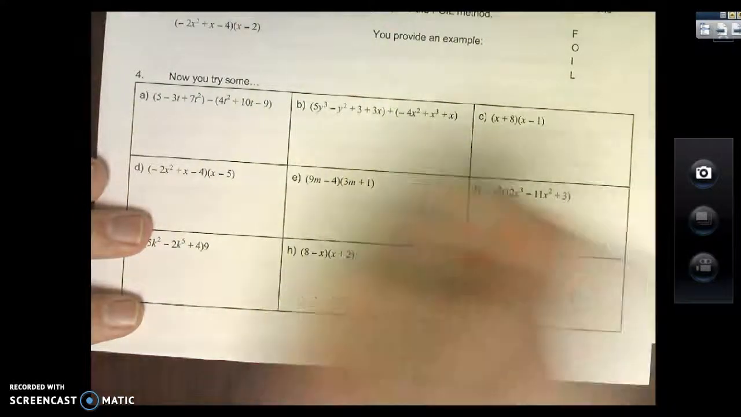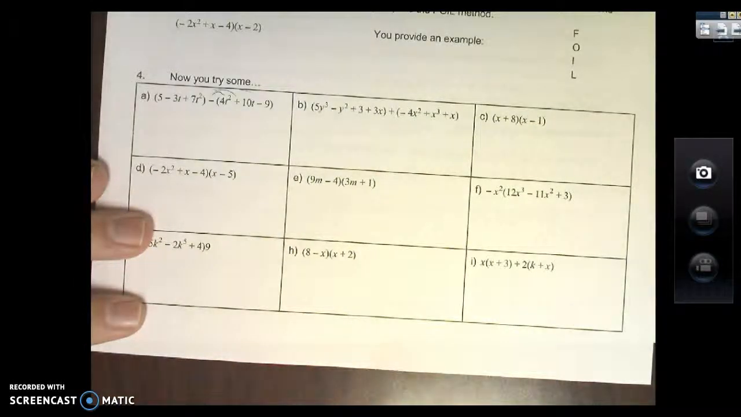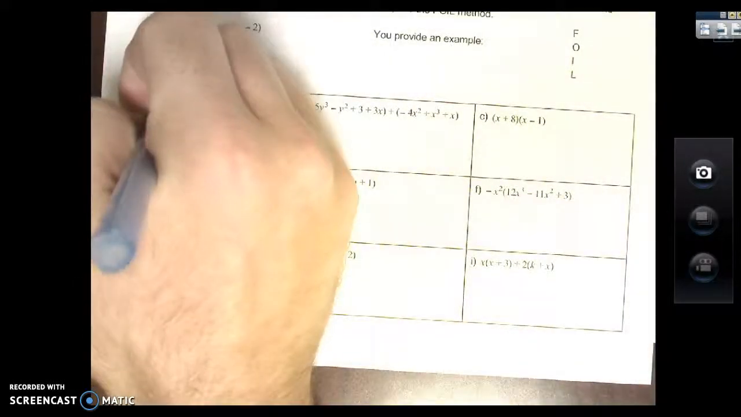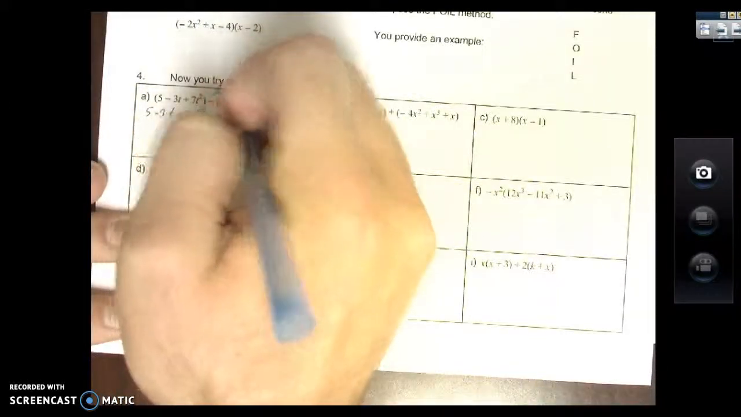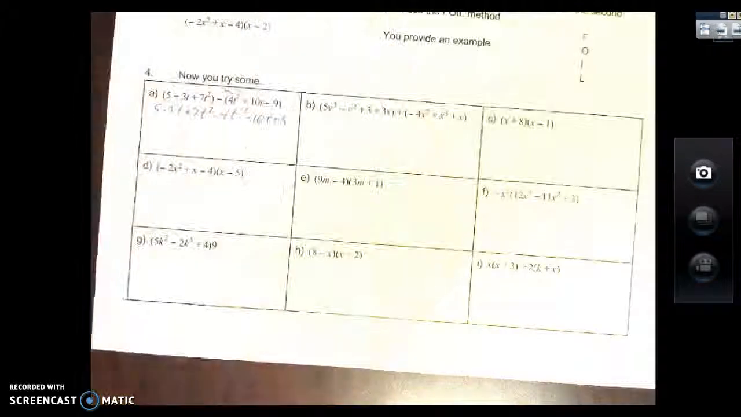Now for part A, we are simplifying these down, and you notice there's a minus sign in between your parentheses. So what we can do here is distribute this minus sign in, okay? And when we do this, we get 5 minus 3t plus 7t squared minus 4t squared minus 10t plus 9, okay?